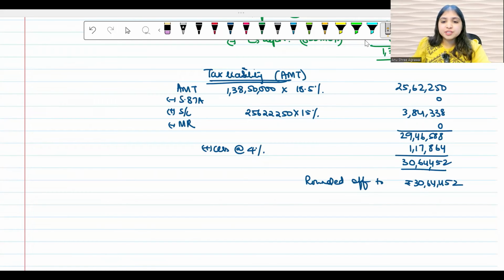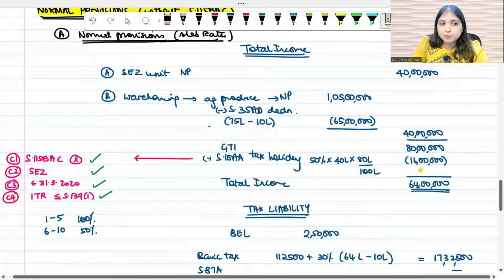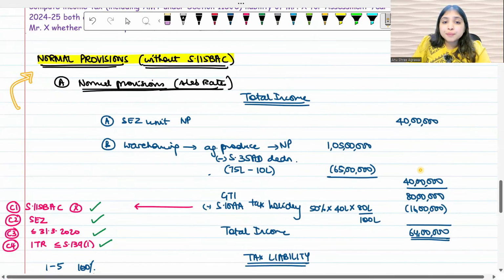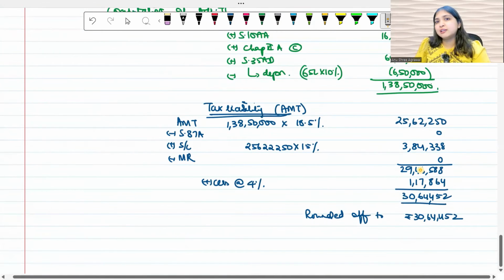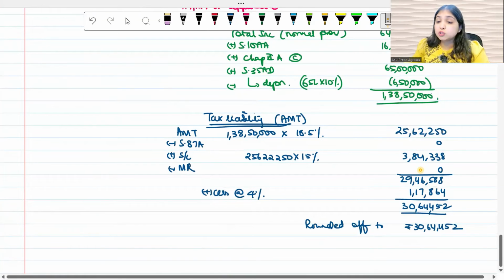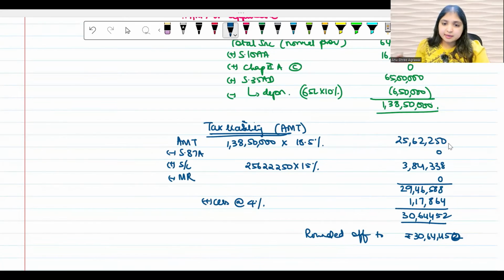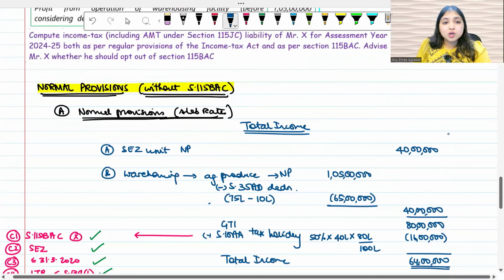So this is my first part of the calculation, that this entire discussion was as per the normal provisions, assuming my assessee has opted out of 115BAC. Without 115BAC, we've done the calculation as per the slab rate also, as per AMT also, and we've also spoken that AMT is more than the normal provisions. So therefore, AMT is what my assessee will have to pay. But if my assessee is paying as per AMT, then assessee will get AMT credit. Difference between AMT and normal provisions, assessee will get as AMT credit. Alright guys, so this is it about our normal provisions.